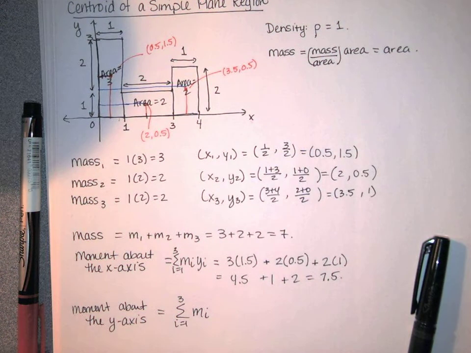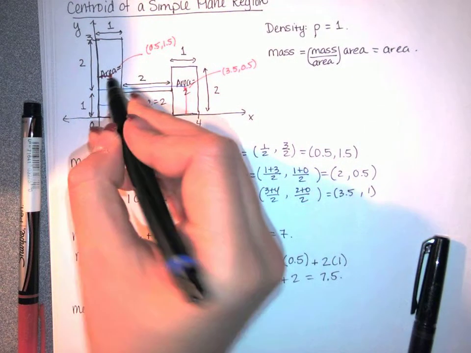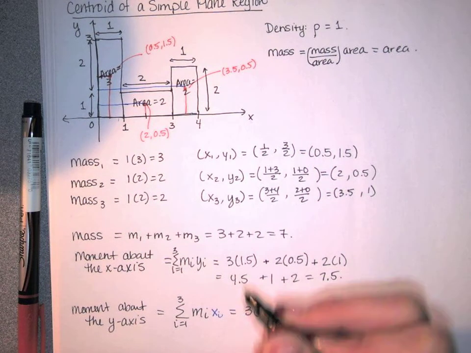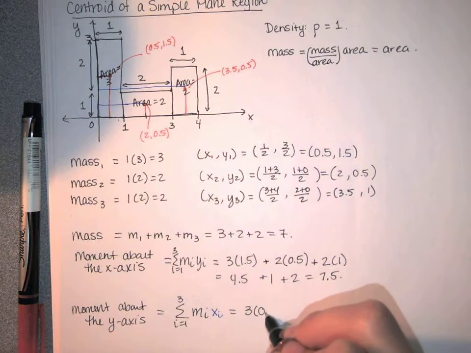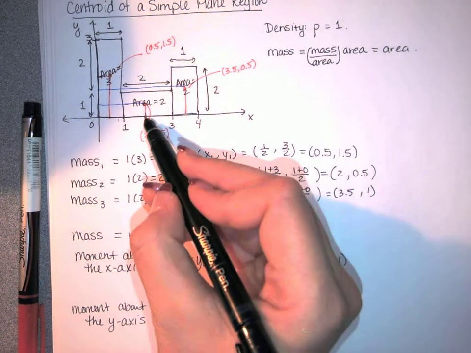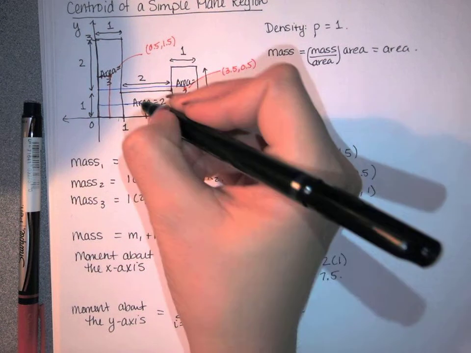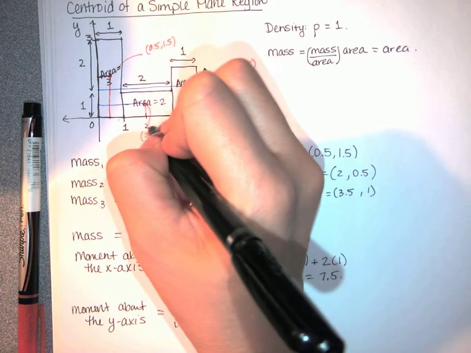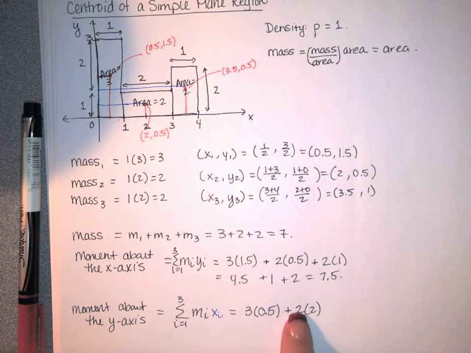Okay, so for the first one, the distance to the y-axis is the x value. We have our first mass, which is 3, and the distance to the y-axis is 1/2. Or you could just take that 3 and multiply by the 1/2. And then the moment for this particular piece is that mass, which is 2, same as the area, times the distance to the y-axis, which is 2 units, because that's x equals 2. Or you could just do 2 times 2, which is the same thing.